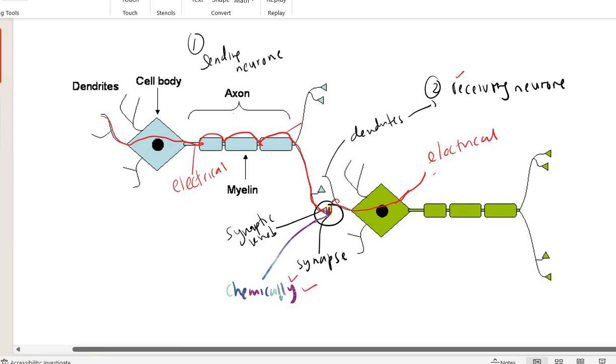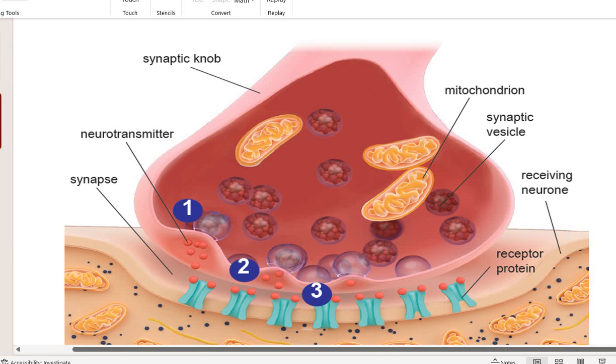So we go to this diagram. In the synaptic knob, this is the synaptic knob of the receiving neuron, right? Sorry, this one is not the receiving neuron. This one is the sending neuron. Sorry, the sending neuron. This is the synaptic knob of the sending neuron, and then we have the receiving neuron.